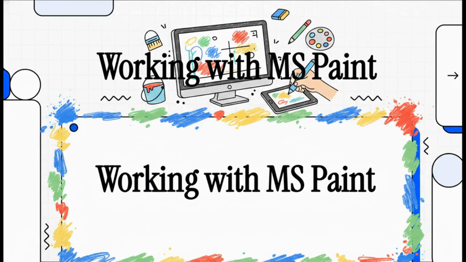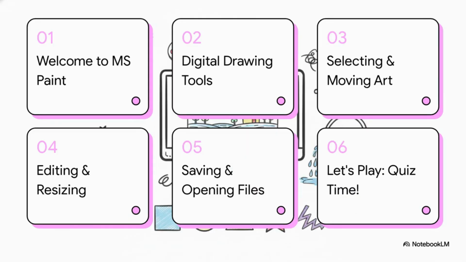We'll go through the entire chapter, line by line, covering all the essentials, and then we'll tackle the questions at the back together. Here is our game plan for today. 1. Welcome to MS Paint. 2. Your digital drawing tools. 3. Selecting and moving art. 4. Editing and resizing pictures. 5. Saving and opening files. And 6. Let's play quiz time. Let's just dive right in.